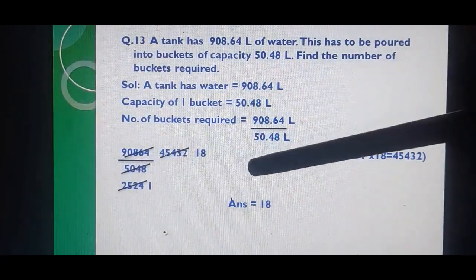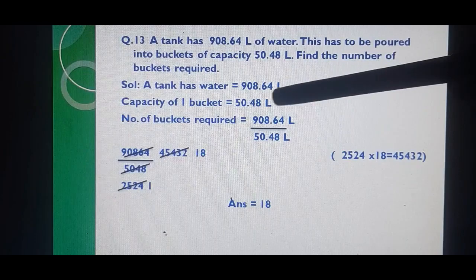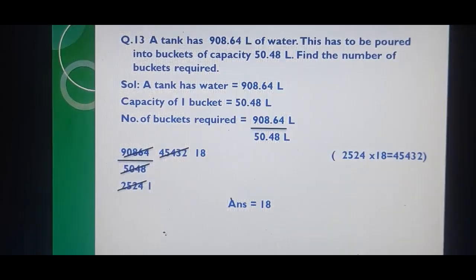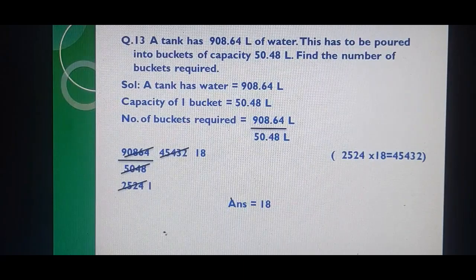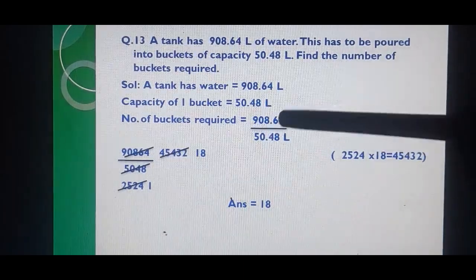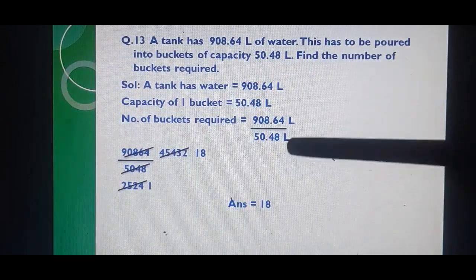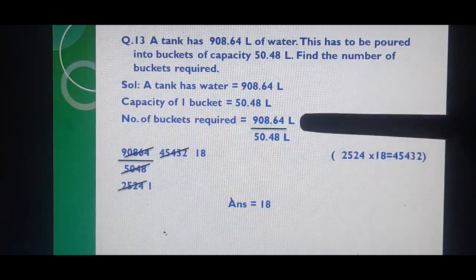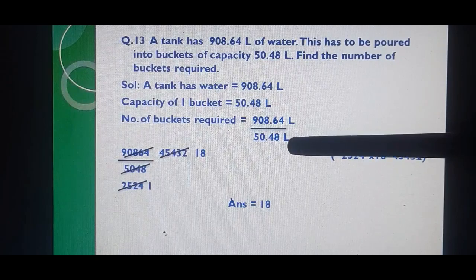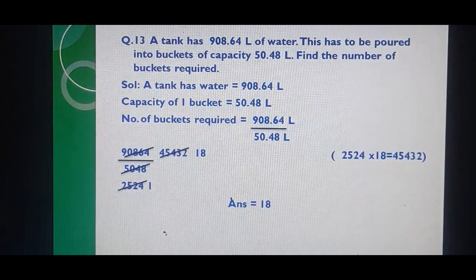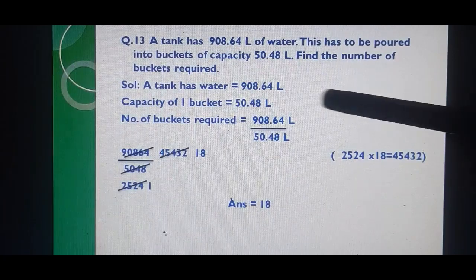Number of buckets required is 908.64 liters divided by 50.48 liters. After the decimal there are 2 digits in the numerator and 2 digits in the denominator. So the decimal will be removed. When we remove it, 100 will become numerator and 100 denominator. Both 100s will cancel each other.